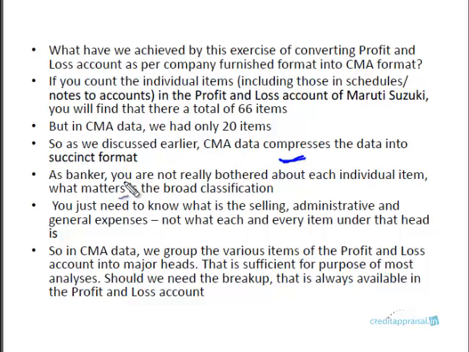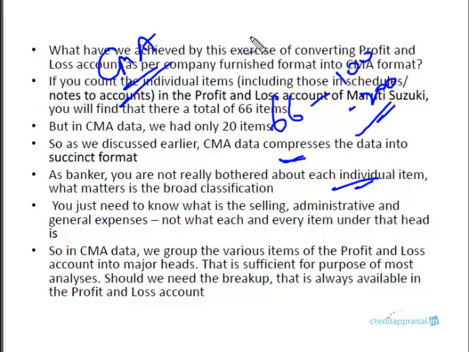As a banker, we are not really bothered about the individual items. There might be many items, 66 or 100 or 200. We are not really worried about the individual breakup. What we are worried about is only the CMA data. The CMA data provides a wonderful, very compact format. So these 20 items we will be considering. Any company's P&L data will be converted this way. The P&L account may have different items for another company; we have taken the example of Maruti Suzuki and found a particular 66 items.